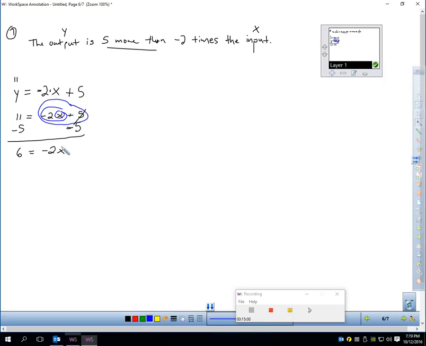Let me draw up my onion again. There's my onion. I have to get rid of the next layer, which is the times negative 2, because we're multiplying negative 2 and x. So divide each side by negative 2. Negative 2's cancel. I have x equals 6 divided by negative 2, which is negative 3. So my answer is x equals negative 3, and you should check it. Take negative 2 times negative 3 plus 5 in your calculator and verify that it gives you 11.